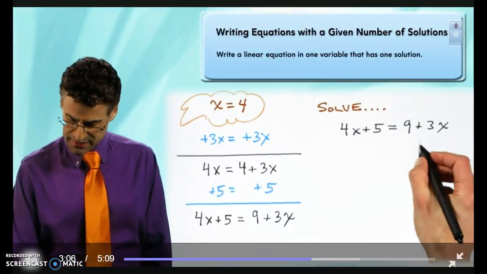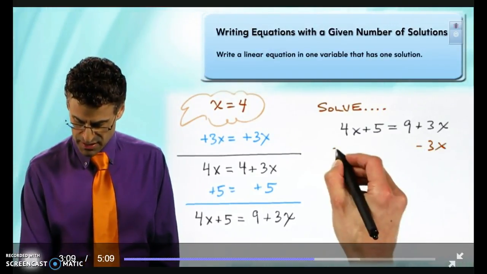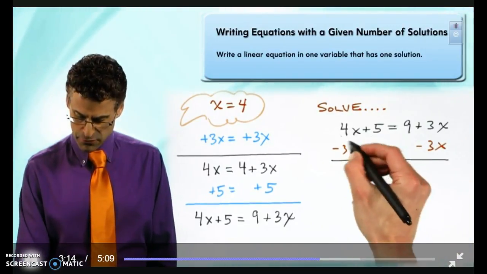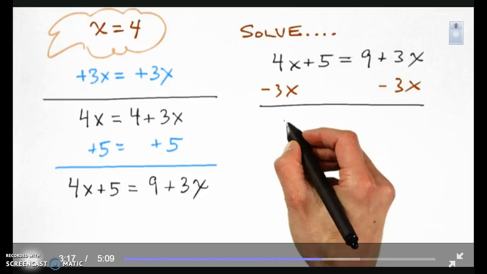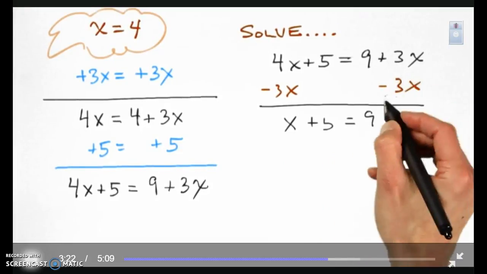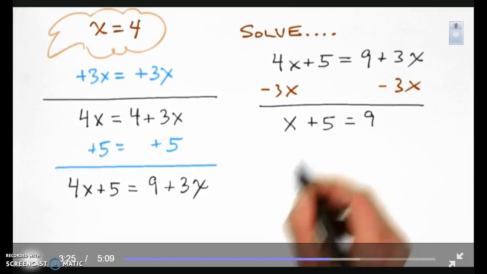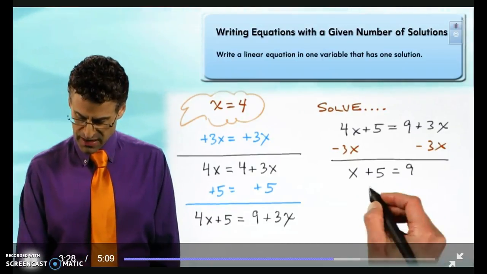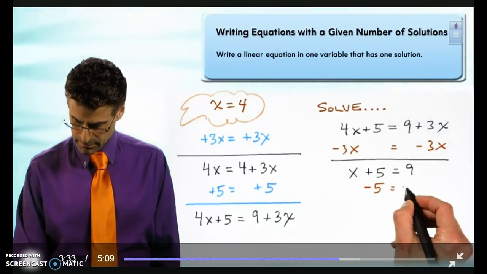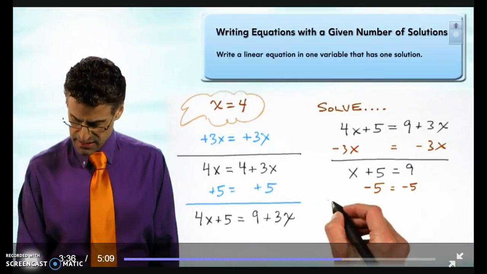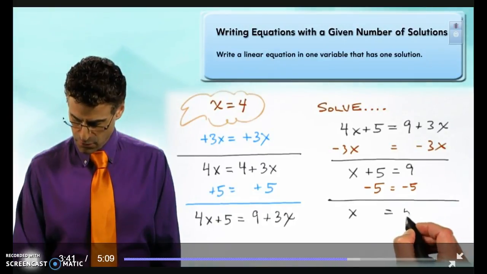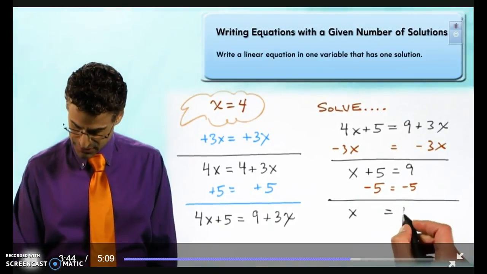So why don't we just subtract 3x from both sides? And when I do that, what I see here, if I have 4x and someone takes away 3x's, I'm just left with 1x plus 5 equals, and here I have 9, but 3x minus 3x is 0, so I'm just left with 9. And now to undo the addition of the 5, I subtract 5 from both sides. And then what do I see? Well, I see x plus 0, which is just x, and 9 minus 5 is 4. Right, 4.